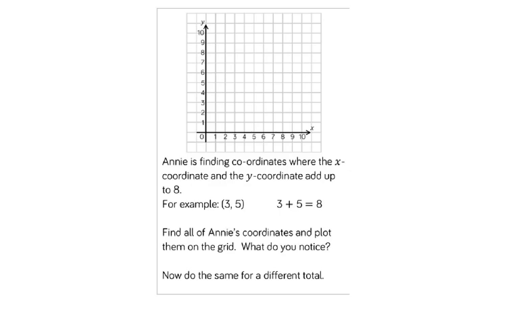And the next one, here we go. It says Annie is finding coordinates where the x coordinate and the y coordinate add up to 8, and they've given you a couple of examples there. Find all of Annie's coordinates and plot them on the grid. What do you notice? Now do the same for a different total.